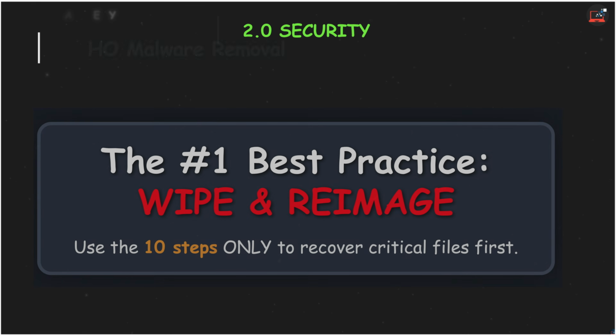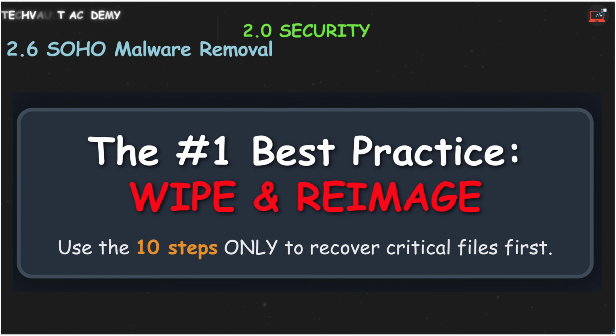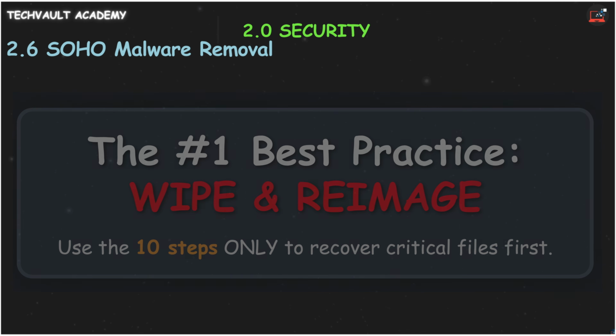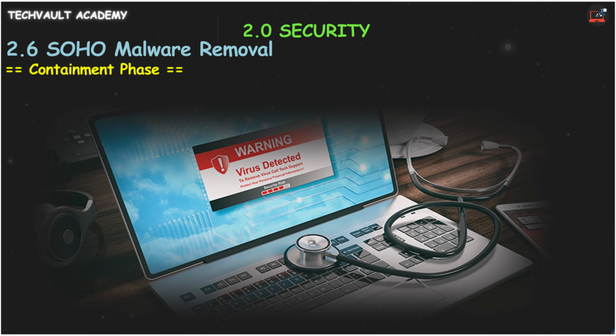Now, the industry best practice is simple. Nuke it from orbit. Wipe the drive and re-image from a known good source. But what if the user has critical, unbacked up files? That's where this 10-step procedure comes in. Its goal: get the system stable enough to rescue the data before you wipe it clean.